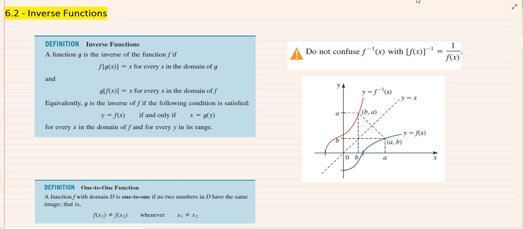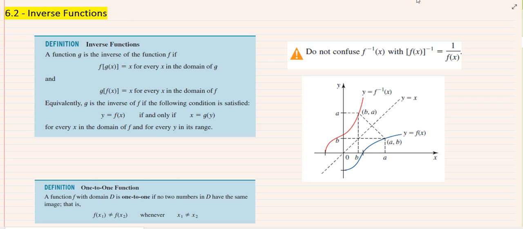So first of all, the definition of inverse function. If you recall, the inverse function is obtained when we swap or interchange the x and y coordinates of an equation or a relation, for that matter.